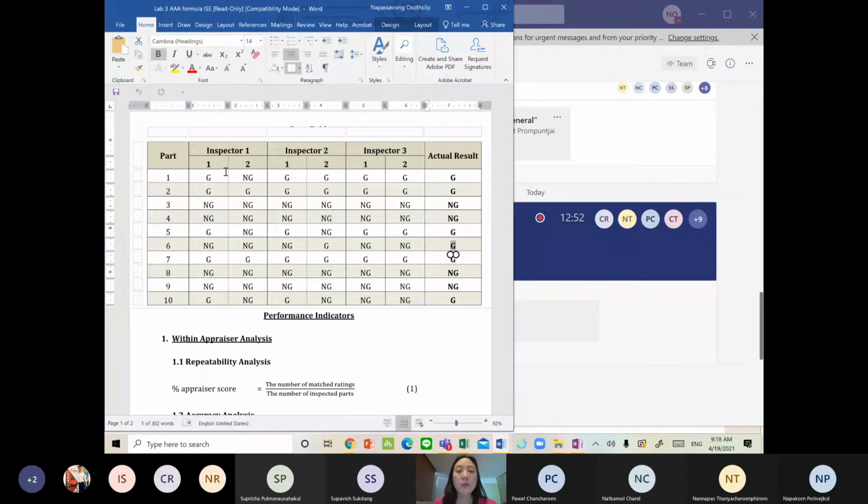So first we have to know how we get the actual result. Can anybody think about this? Let me ask someone about this. Isari, do you have any idea how we obtain the true result of each part?